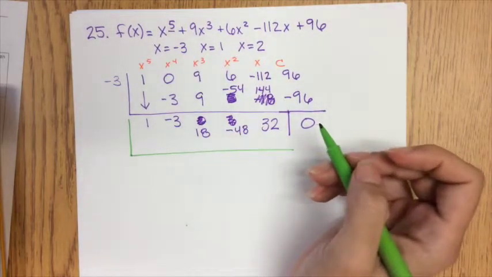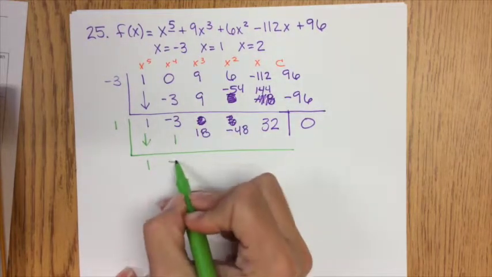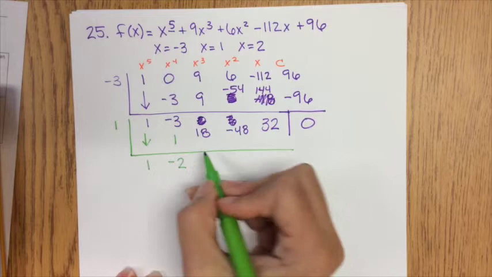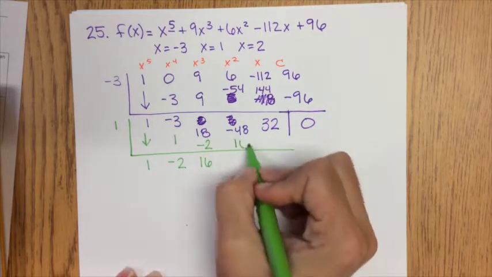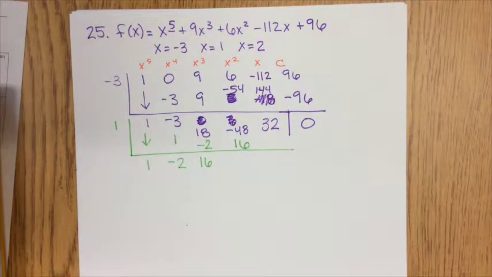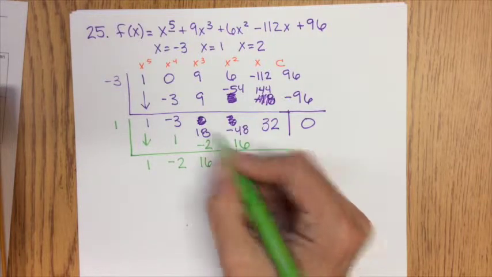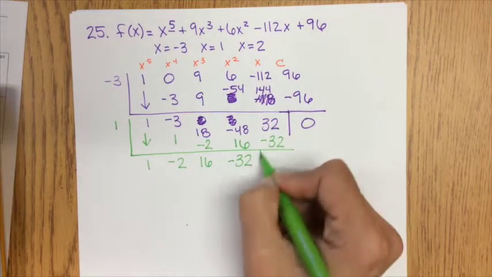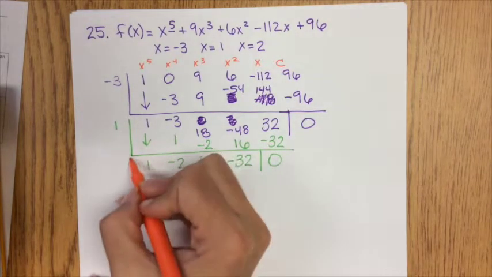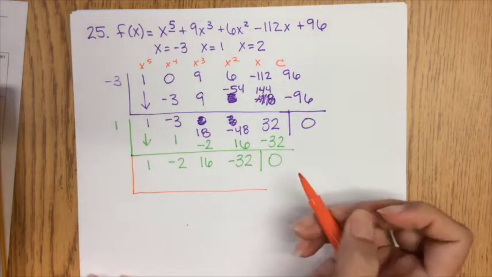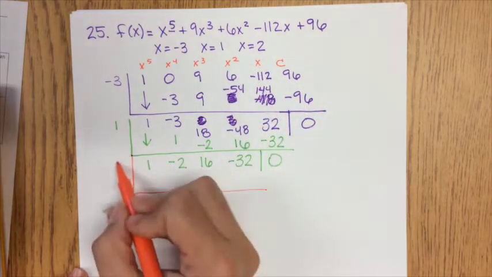Okay, so next 0 is a 1. 1 comes down. 1 times 1 is 1. Add down, I get -2. -2 times 1 is -2. Add down, I get 16. 16 times 1 is 16. -48 plus 16 is -32. Times 1 is -32. Add down, I get 0. We did it right that time. Keep doing this until you run out of zeros. We've done -3, we've done 1, now let's do 2.